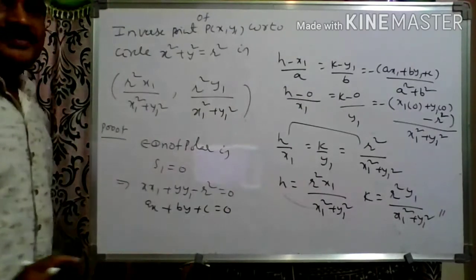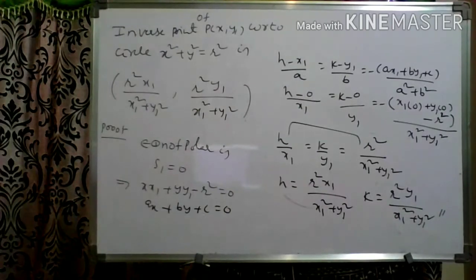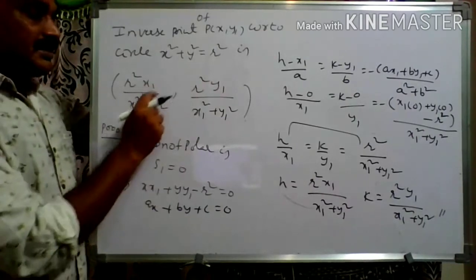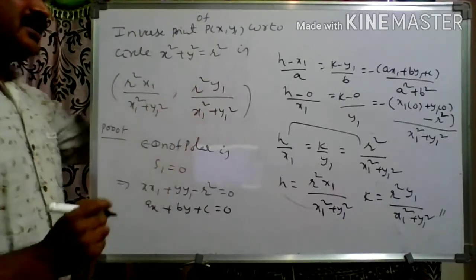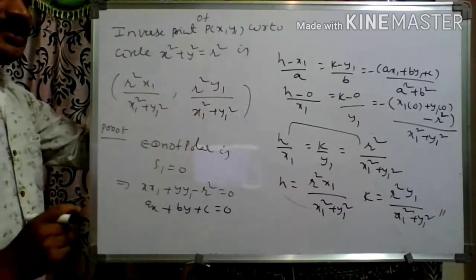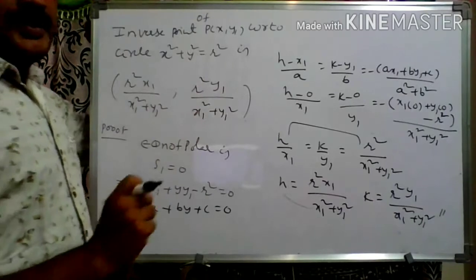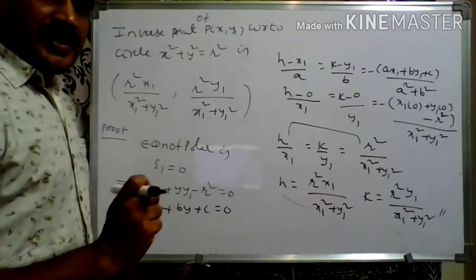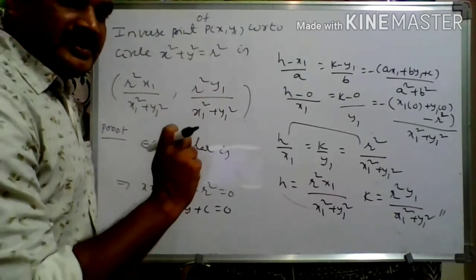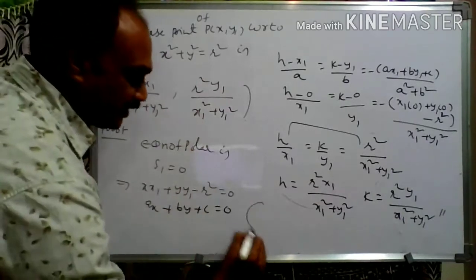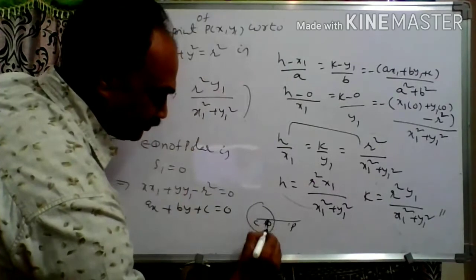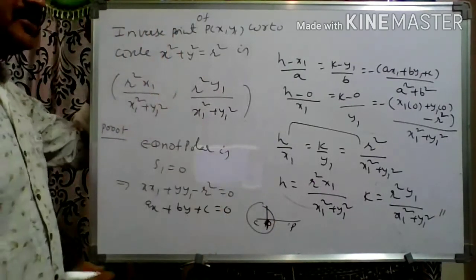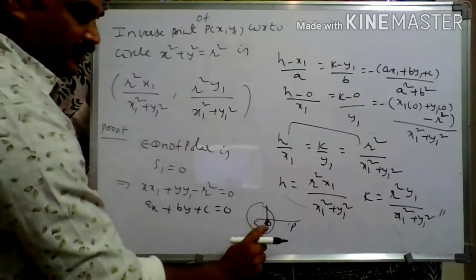So inverse point of (x1, y1) with respect to the circle x square plus y square equal to r square is r square x1 by (x1 square plus y1 square), comma, r square y1 by (x1 square plus y1 square). So for inverse points, C, P, Q are collinear, P, Q lie on the same side of C, and CP into CQ is equal to R square. This is the inverse point diagram with C, P, Q.